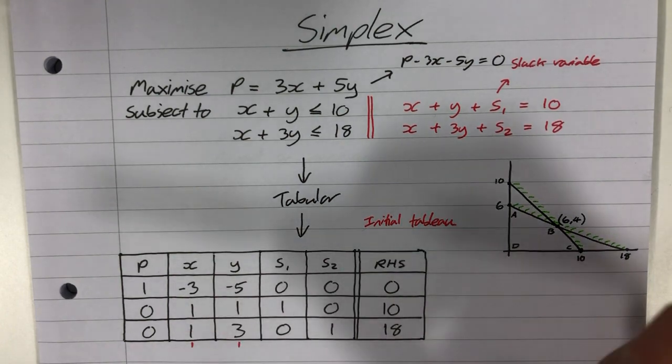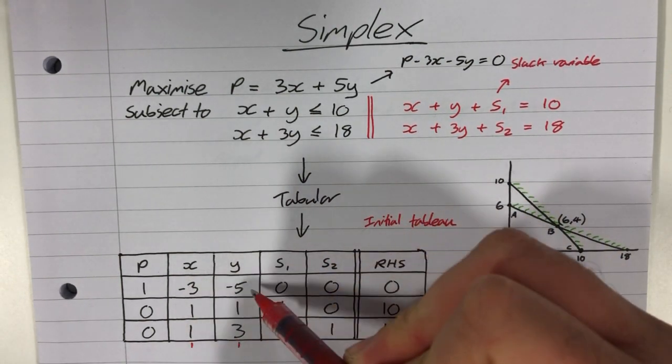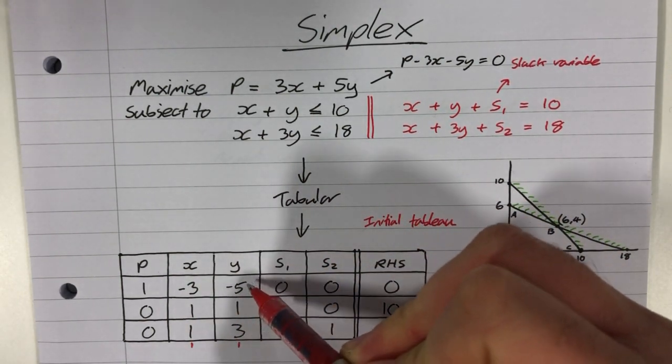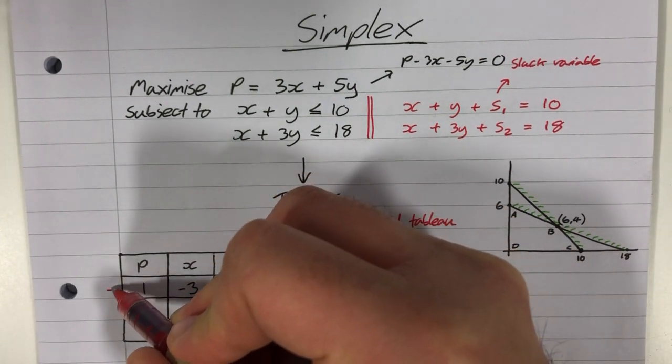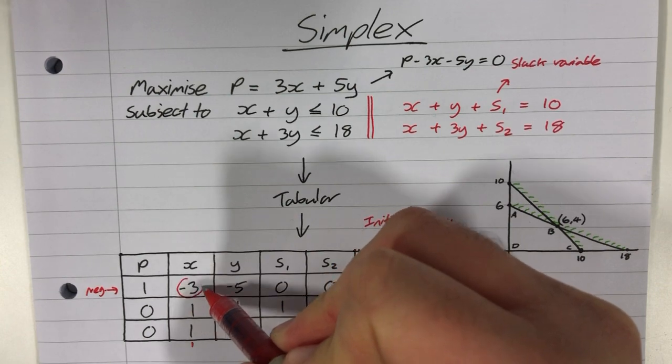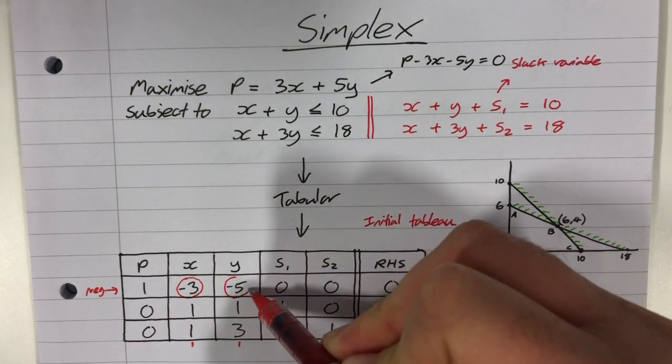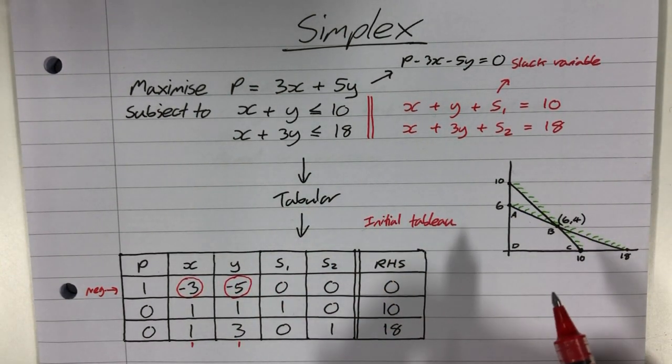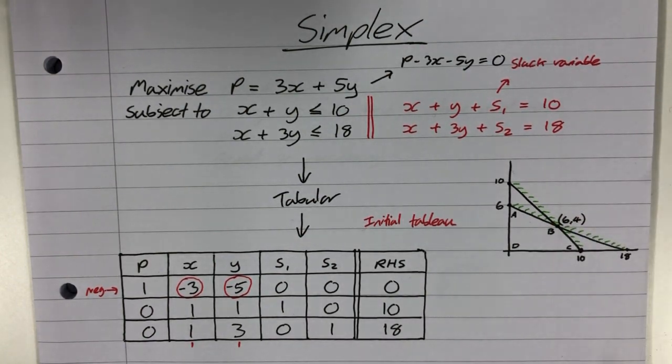And the reason why we can choose those is because these are the 2 elements that are negative in the objective row. So if there are negative elements in the objective row, then we can make an improvement. So there's a minus 3x there, there's a minus 5y there. Therefore, we can move in either of those 2 directions to improve our solution of 0.